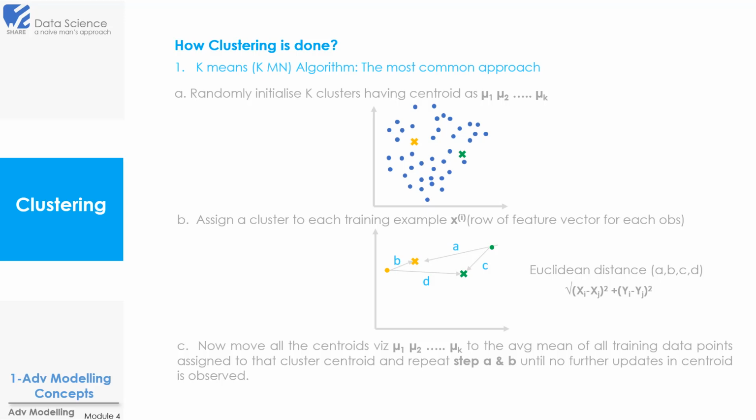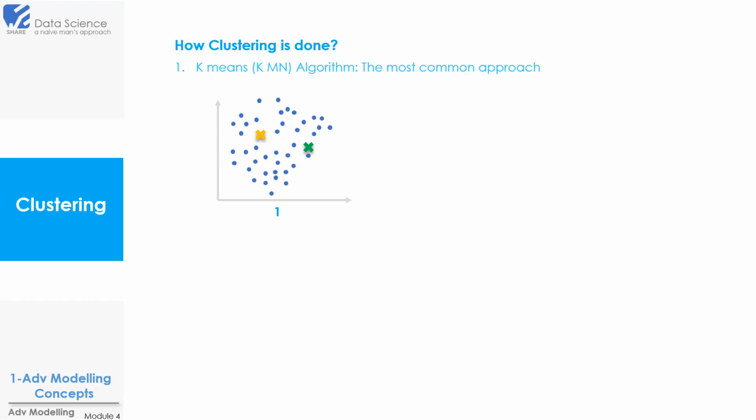Now let's understand this with the help of an example. So in the first step, we initiated 2 centroids. Then we measured the distance of each observation and assigned clusters based on the minimum Euclidean distance. Now as you can see in the first figure, we have all the points in blue color. But in figure 2, we have a few points in orange color and a few in green color.